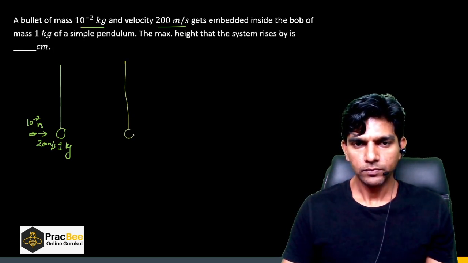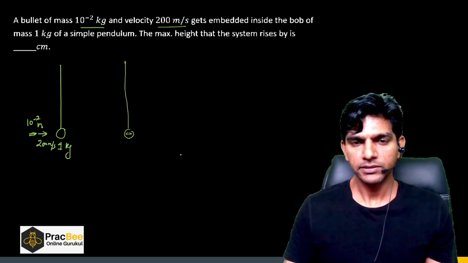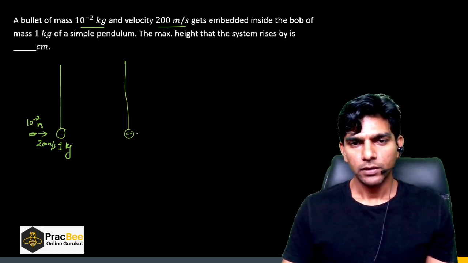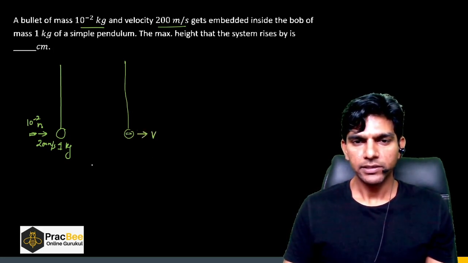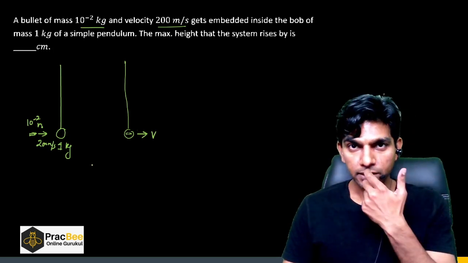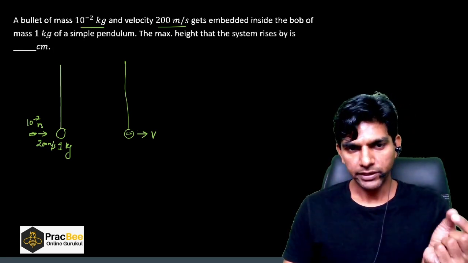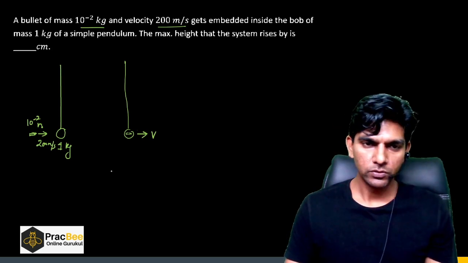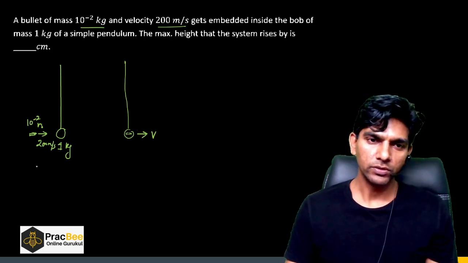After collision, the bullet has embedded inside the bob, and it will acquire some velocity, right? Let us say that velocity is v. So first we can conserve linear momentum of the bullet and the bob system in the horizontal direction, because there is no force acting in the horizontal direction.